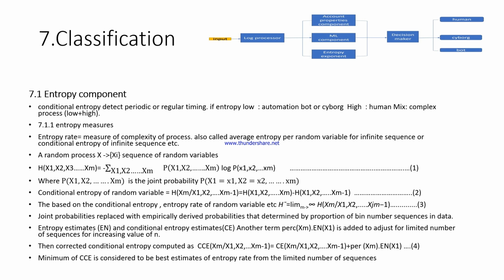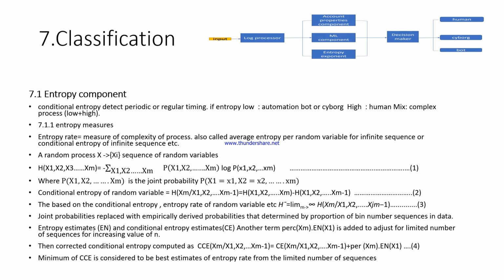To determine its entropy, we take the summation over x1, x2 up to xm elements, take the probability of all elements and take the log of p, where p is the joint probability, where X1 equals x1 and X2 equals x2 up to Xm equals xm. The conditional entropy of random variables is determined by H(Xm | X1, X2, ..., Xm-1). It means the probability of xm given the probability of x1, x2 up to xm-1. It is also represented as H(X1, X2, ..., Xm) minus H(X1, X2, ..., Xm-1).